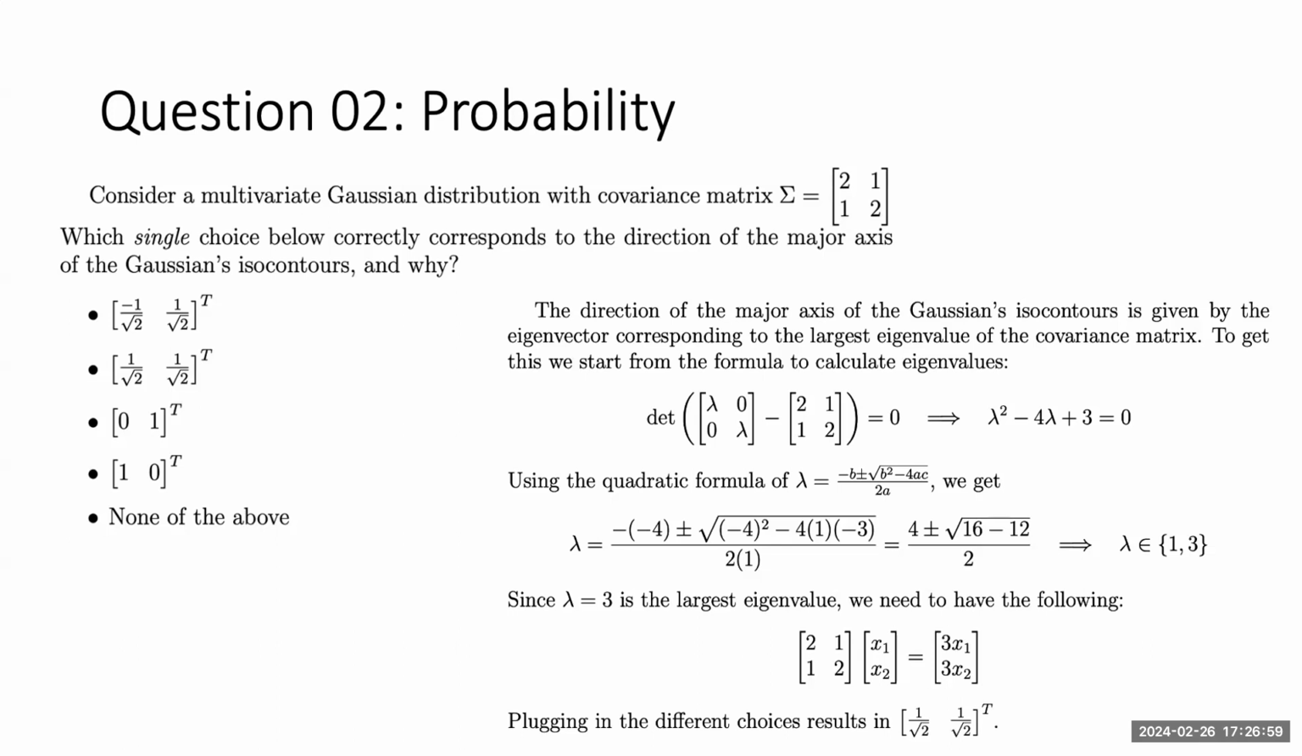Maybe the most difficult part for this question is to know how to calculate the direction of the major axis of a Gaussian. That's so complex, right? If we don't even know what this means, how can we figure this out? Well, yeah, you kind of have to know what the concept means to answer.